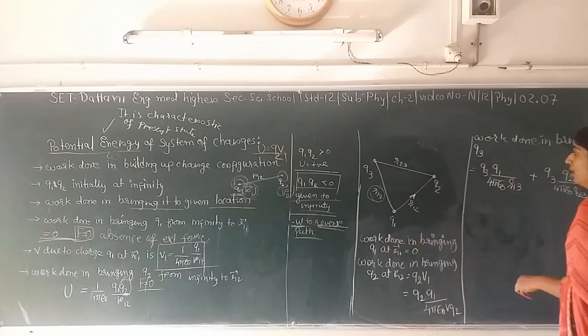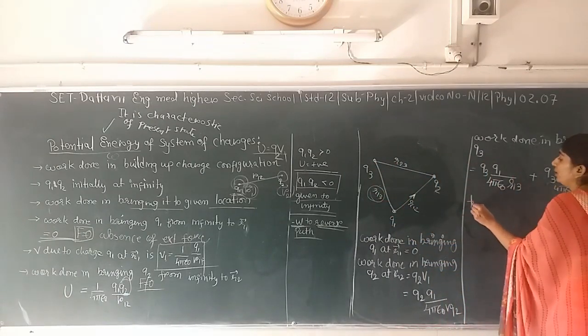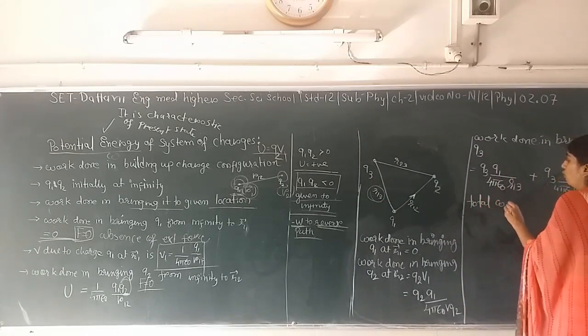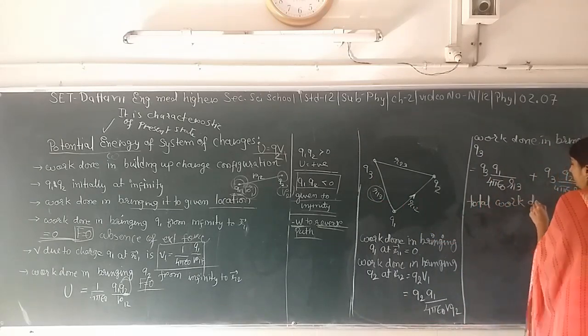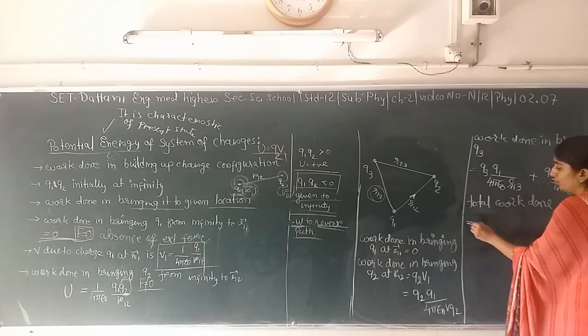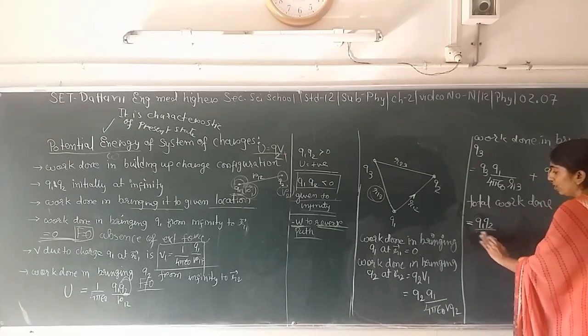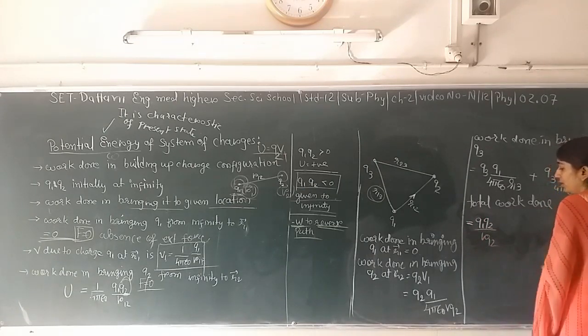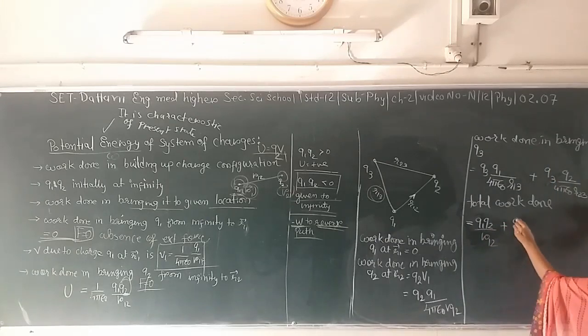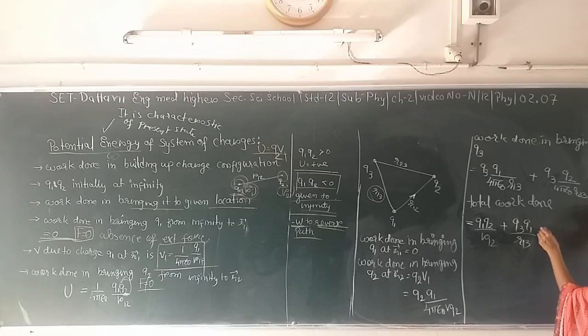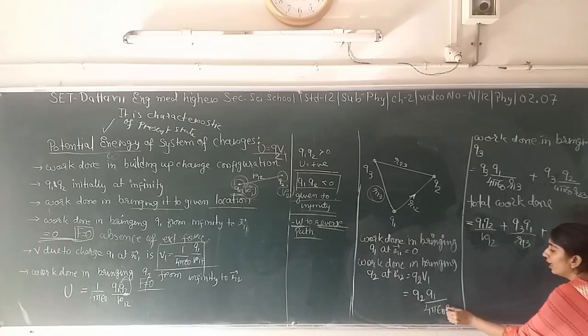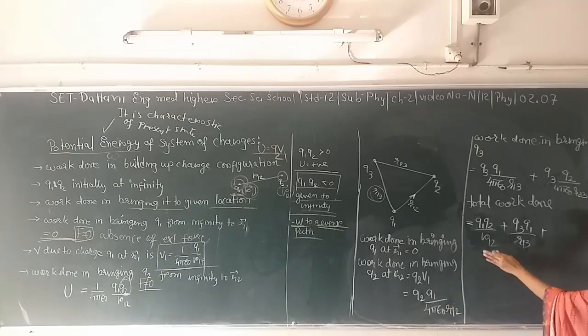That is okay. So total work done is equal to Q1 Q2 upon 4 pi epsilon naught R12, plus Q3 Q1 upon 4 pi epsilon naught R13, plus Q2 Q3 upon 4 pi epsilon naught R23. Let's keep it this way.